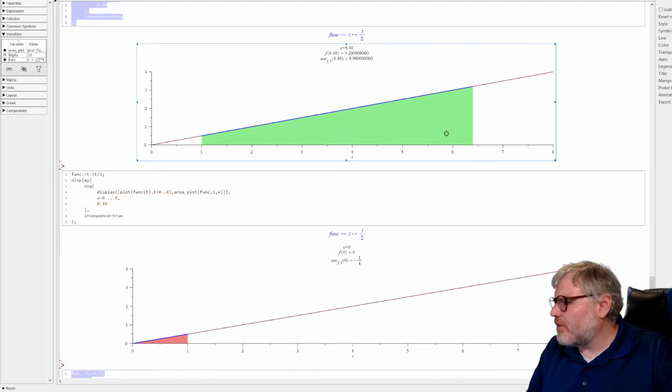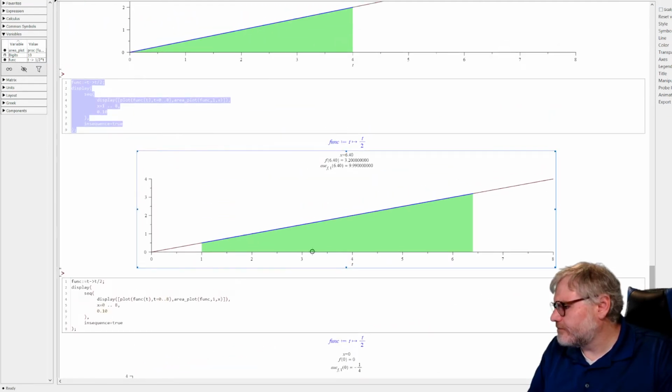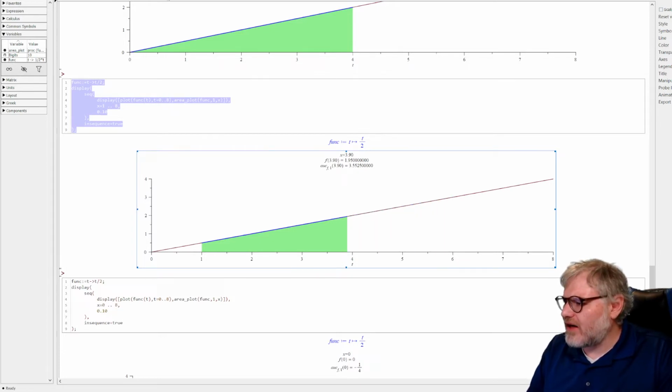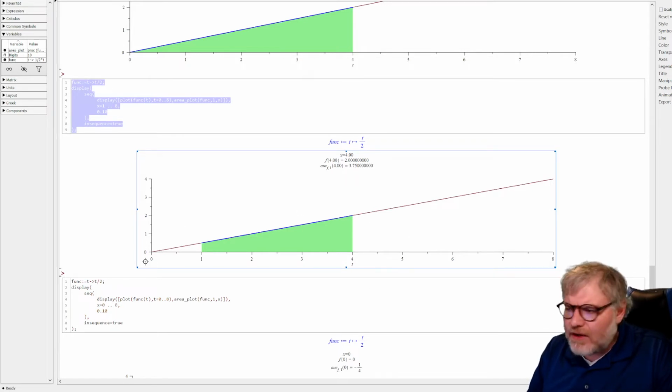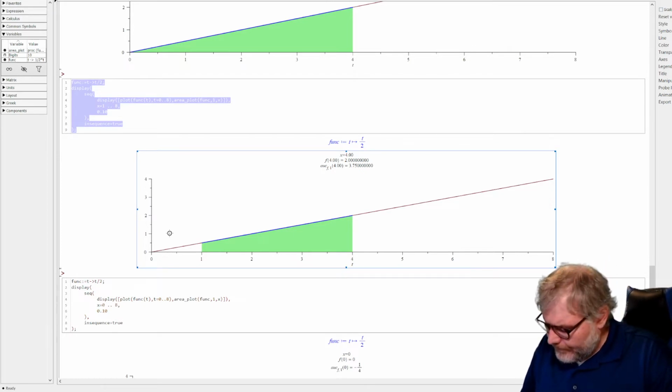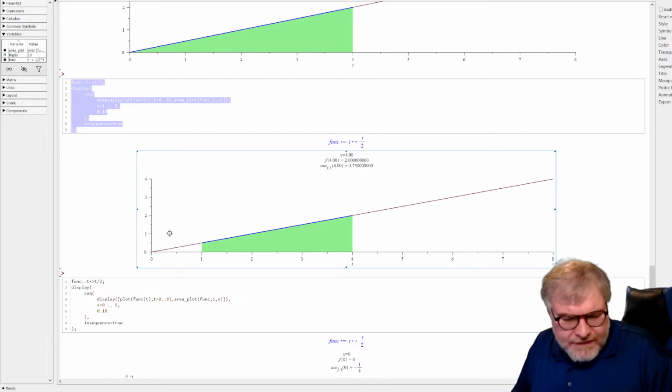Okay, so when I hit 1, how do I compute this big triangle? Well, this area here. I want to compute this thing here. One way to do it would be to compute the area all the way from 0 and then subtract this little area here. Okay, so let's see how that would be.